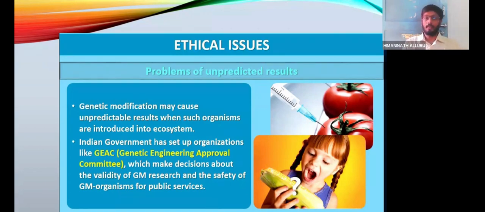Students must understand this, and the same thing is applicable to the genetic engineering approval committee also. If something is introduced blindly into the environment, what impact it will have will not be understood immediately. It will take a lot of time to understand.